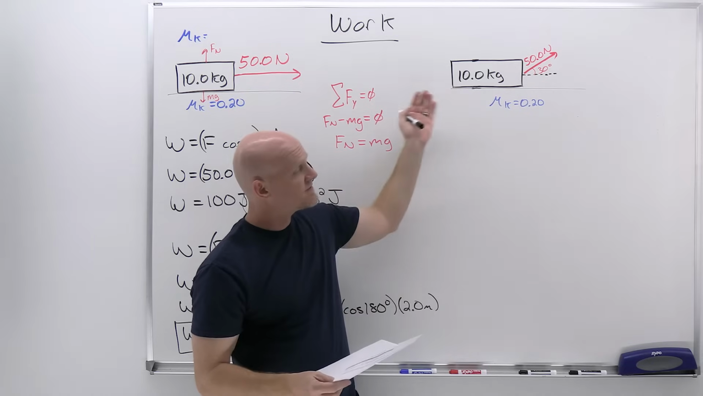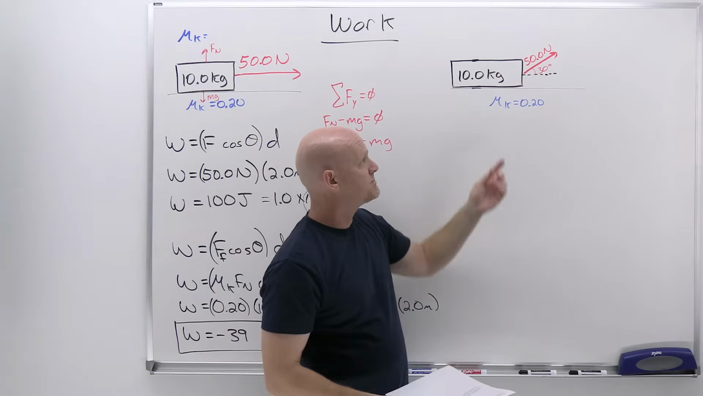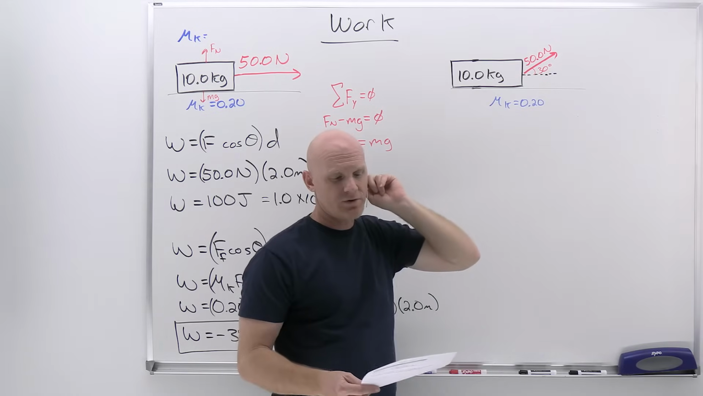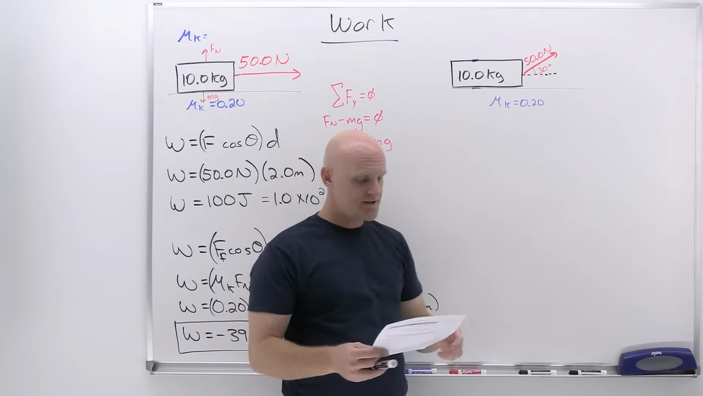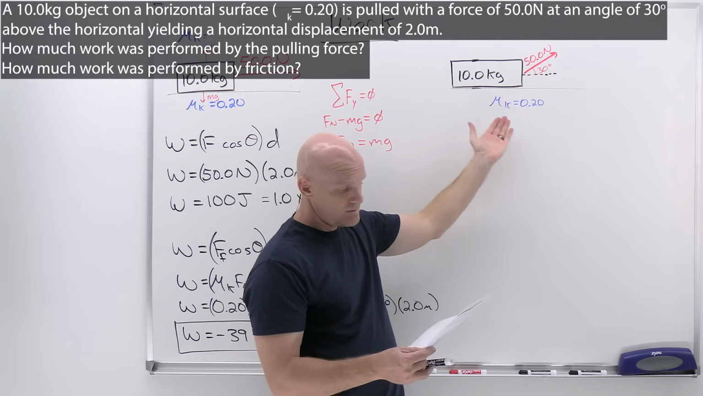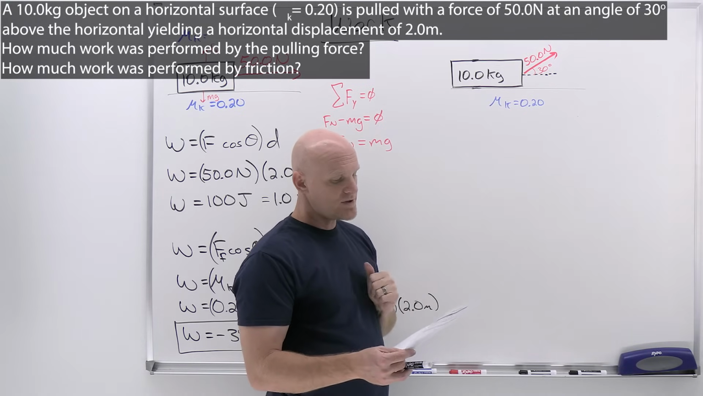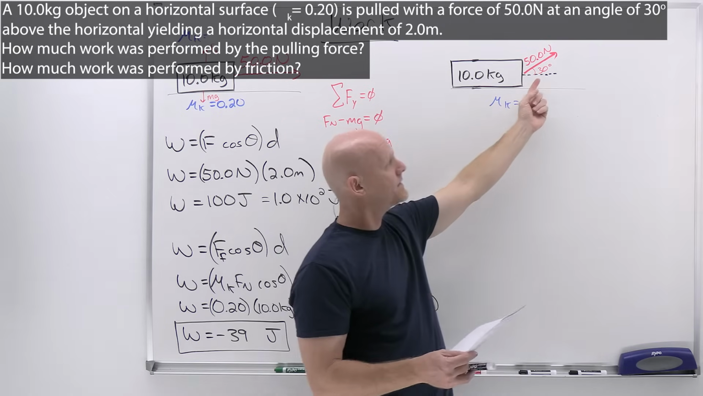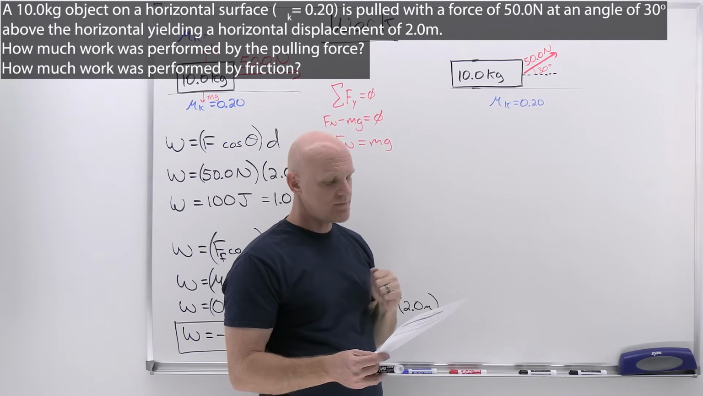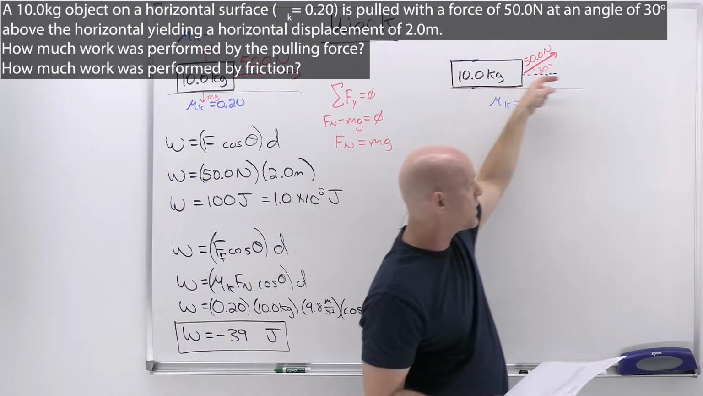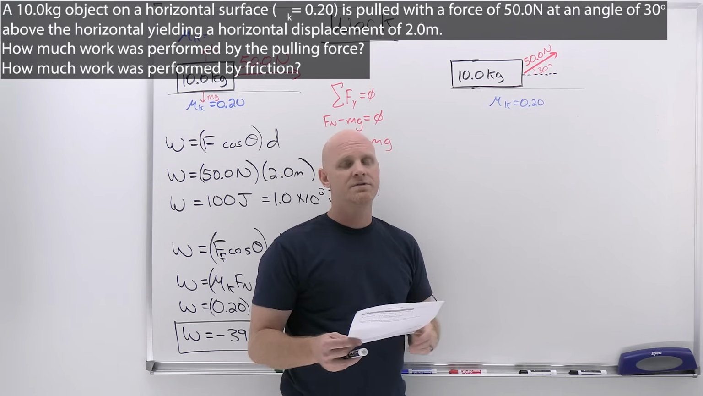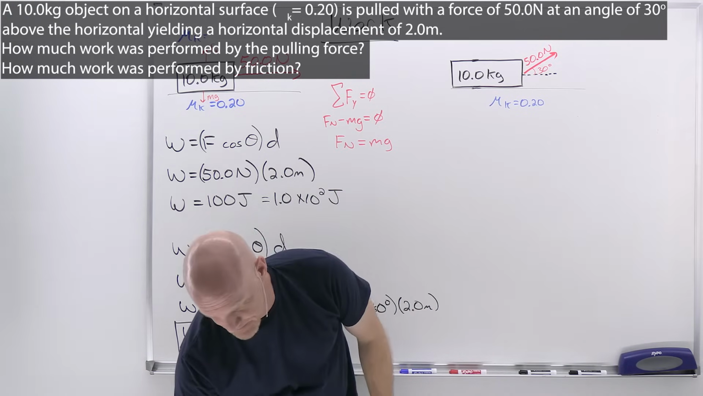All right, if we take a look at this one and see what's different now. Instead of pulling perfectly horizontal with that 50 newton force, it's going to be pulled up at an angle of 30 degrees. That's going to make this a little harder, as we'll see. So let's read the whole thing, though. A 10.0 kilogram object on a horizontal surface, mu k equals 0.2, is pulled with a force of 50.0 newtons at an angle of 30 degrees above the horizontal, yielding a horizontal displacement of 2 meters. So displacement's still horizontal, though, 2 meters. How much work was performed by the pulling force, and how much work was performed by friction?